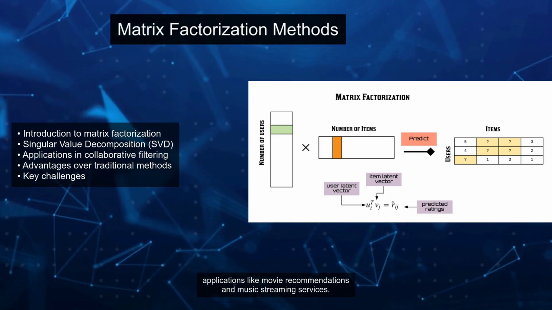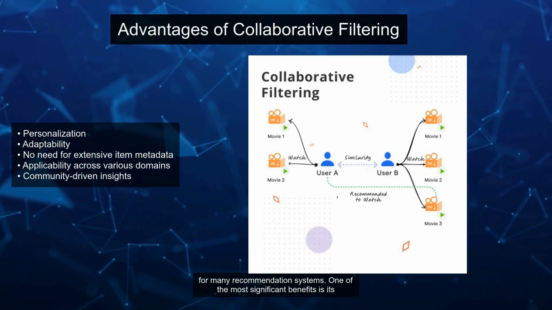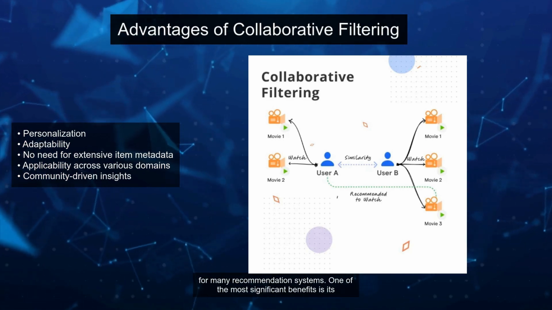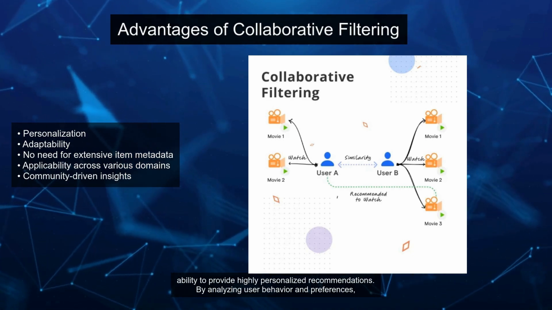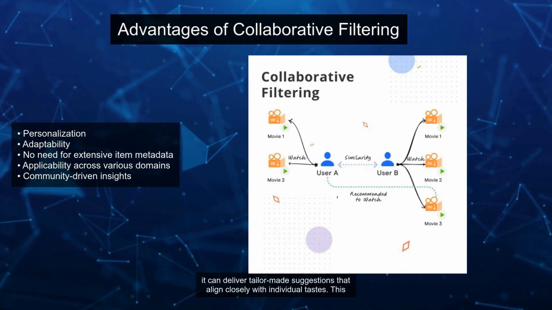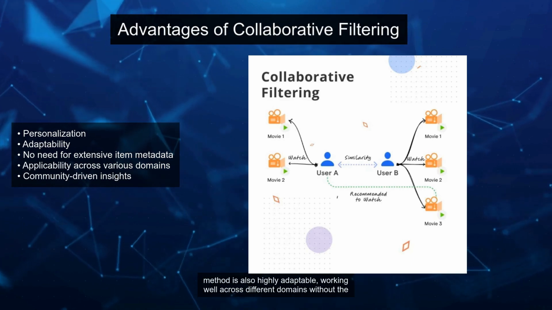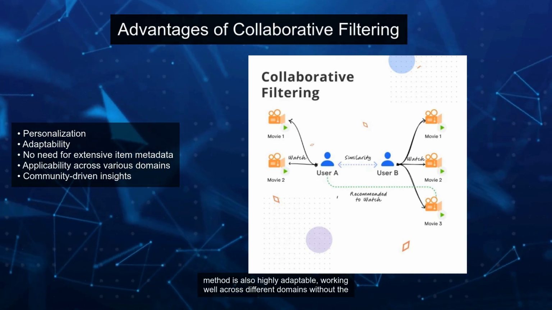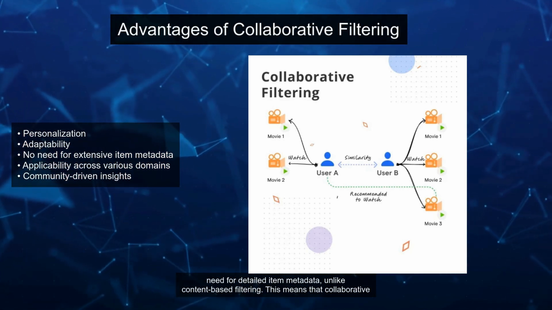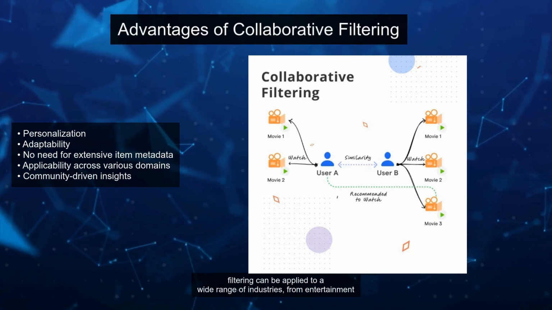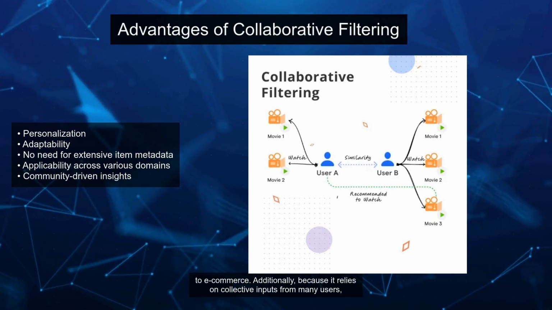Collaborative filtering offers several distinct advantages that make it a preferred choice for many recommendation systems. One of the most significant benefits is its ability to provide highly personalized recommendations. By analyzing user behavior and preferences, it can deliver tailor-made suggestions that align closely with individual tastes. This method is also highly adaptable, working well across different domains without the need for detailed item metadata, unlike content-based filtering. This means that collaborative filtering can be applied to a wide range of industries, from entertainment to e-commerce.